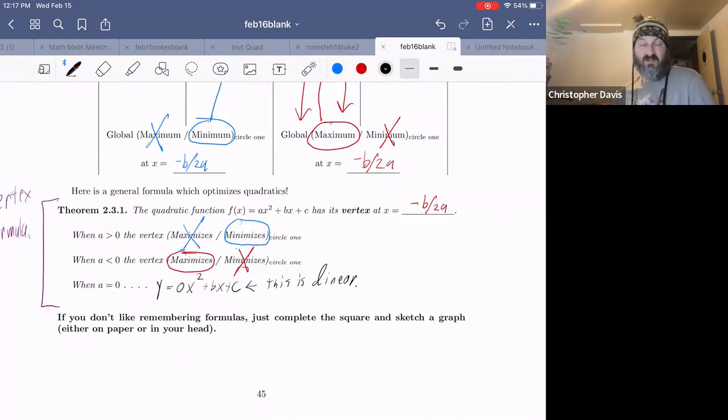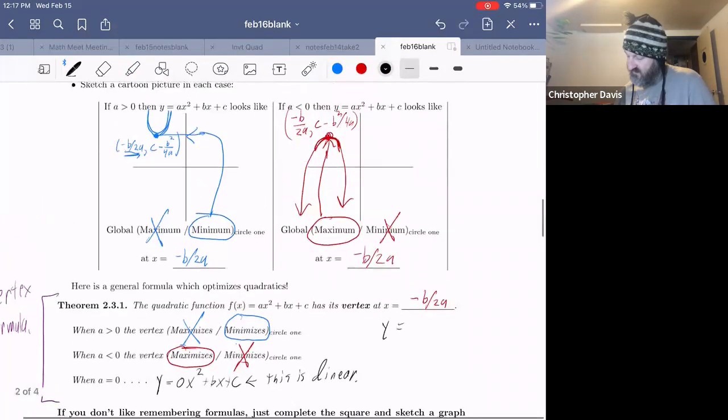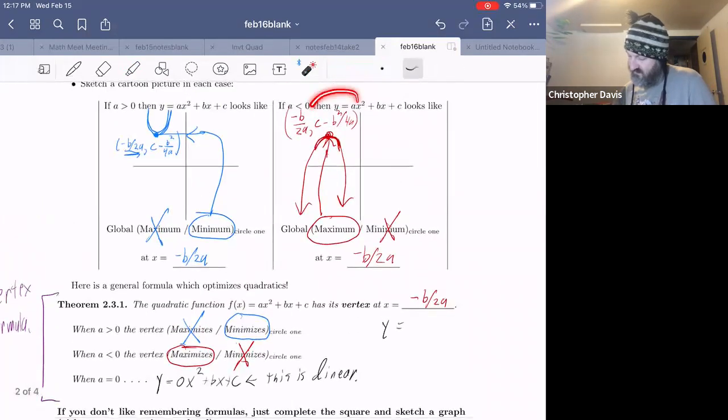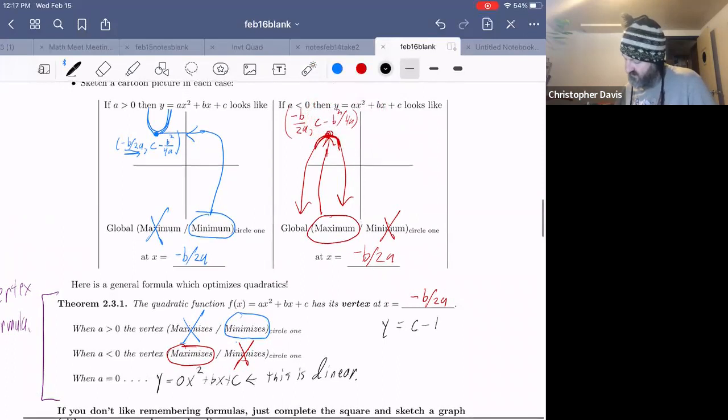All right, nice. So you'll notice some things about this result. You'll notice that I recorded the x value of the vertex, but not the y value of the vertex. We could record the y value of the vertex. In fact, let's do that. The y value of the vertex is y equals this: c minus b squared over 4a.